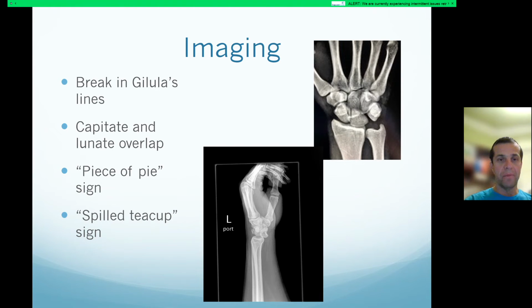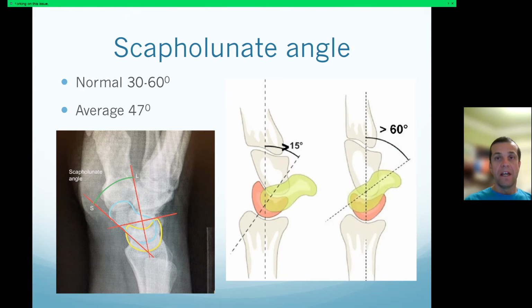A piece of pie sign on the PA radiograph, where the lunate appears like a triangular piece of pie, or a spilled teacup sign on the lateral view of the wrist, where the lunate appears like a teacup that has been turned vertical and essentially spilled, as you see in the image in the center.